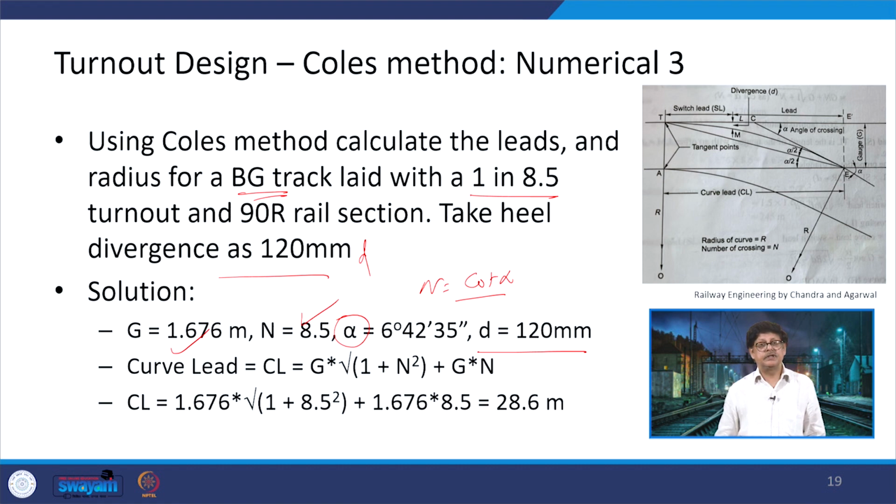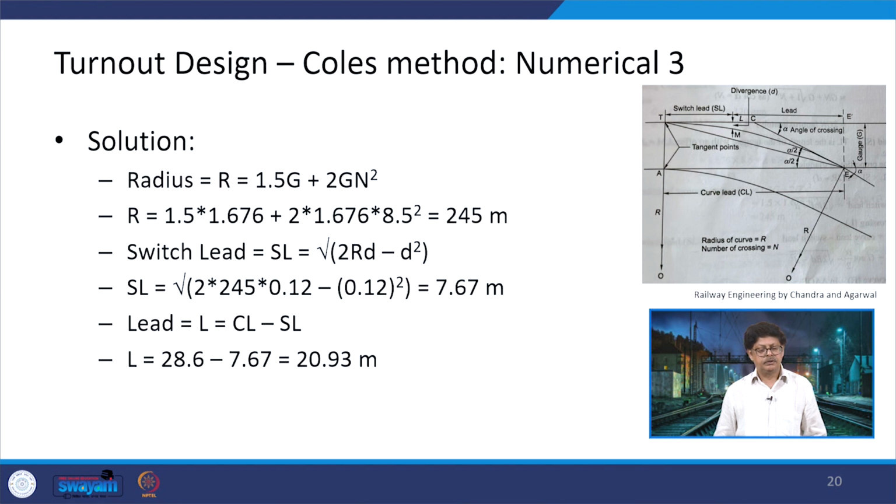Once we have these values, the curve lead is defined as CL is equal to G into under root of 1 plus n square, plus Gn, or we said that it is going to be 2 Gn in an approximation manner, because 1 plus n square can be taken as equal to n square. So, G is 1.676, n is 8.5, we put these values here and what we get is 28.6 meters. Then the radius is defined by 1.5 G plus 2 Gn square. Again, if we put the values here, what we get is 245 meters.